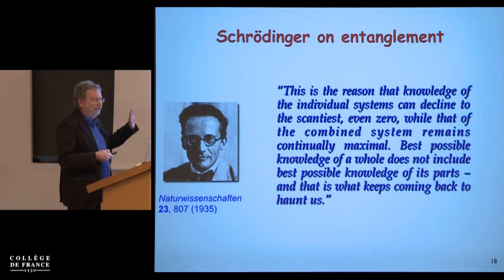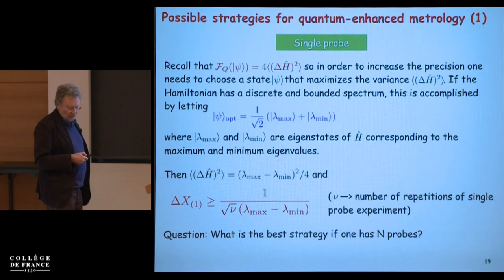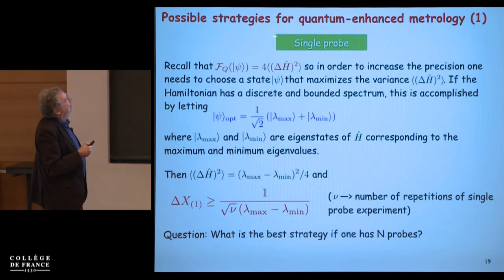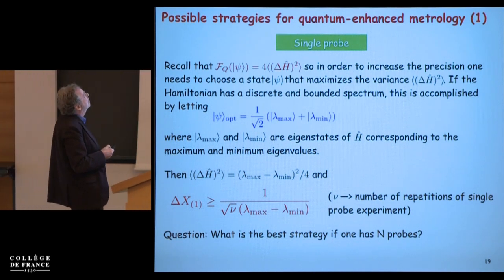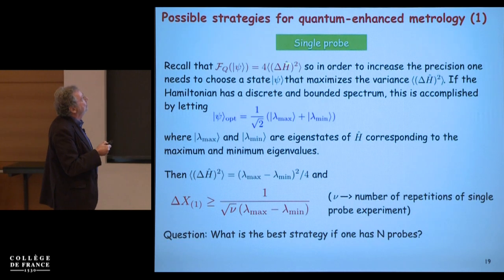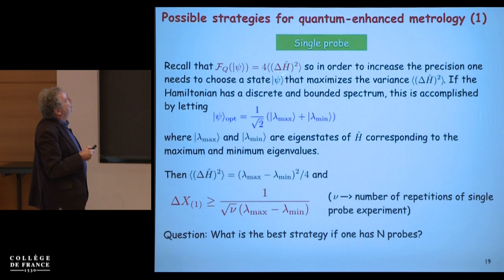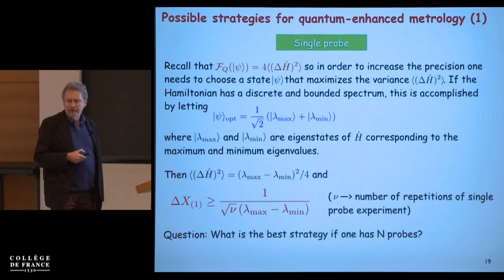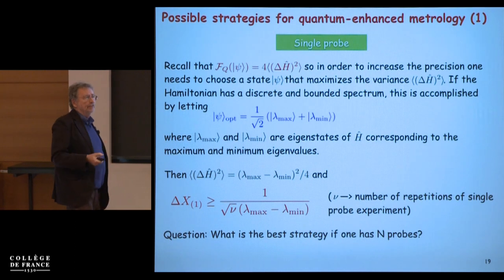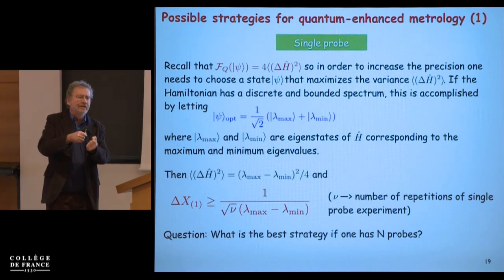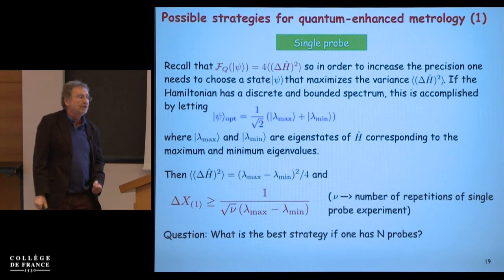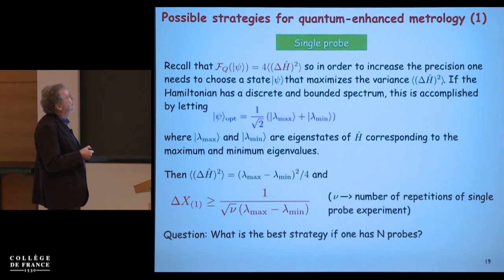Now, so this is entanglement, and let me go back to quantum metrology and discuss possible strategies for quantum-enhanced metrology. We know that the quantum Fisher information is given by that. That's the best we can do for a given incoming state of the probe. So in order to increase this precision, we need to increase the variance of H. That's what happened, for instance, with the displacement. The squeezed state increased the variance of the momentum and therefore increased the precision in the estimation of the displacement.